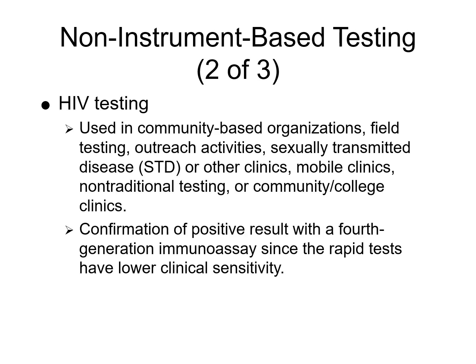Then we have HIV testing. HIV testing is commonly performed in community-based organizations, field testing and outreach activities, STD or other clinics, mobile clinics, non-traditional testing sites, and community or even college health clinics. Testing methods: we have rapid HIV tests, which are widely used for screening. They provide a quick preliminary result, and they are useful in non-laboratory or even community settings. Positive rapid test results must be confirmed with a 4th generation immunoassay in the lab. The reason for this is rapid tests have lower clinical sensitivity, so confirmation ensures accuracy and reliability.